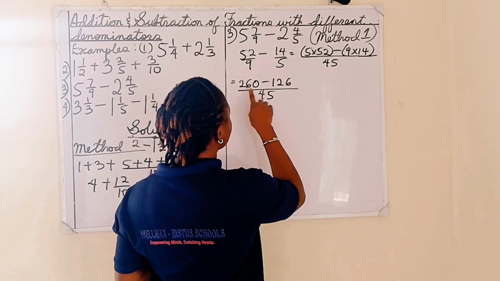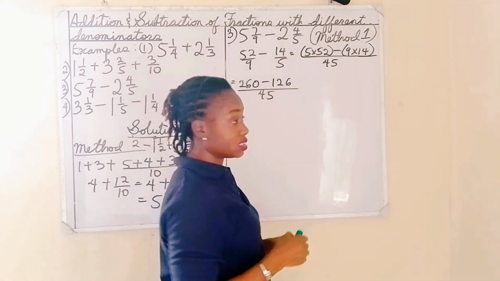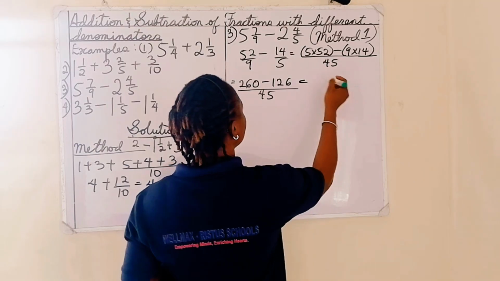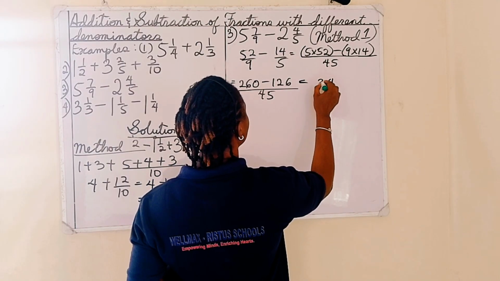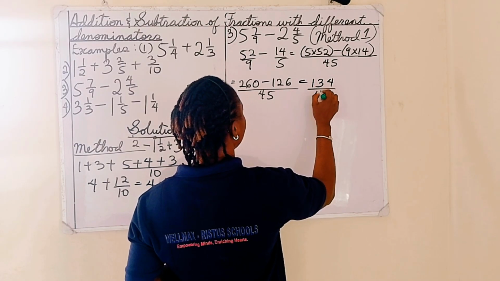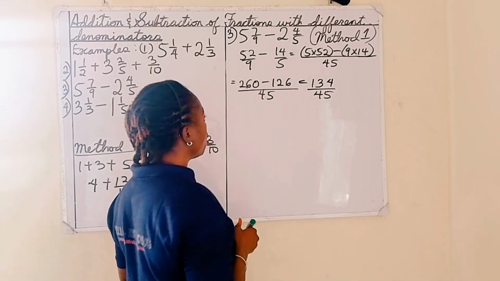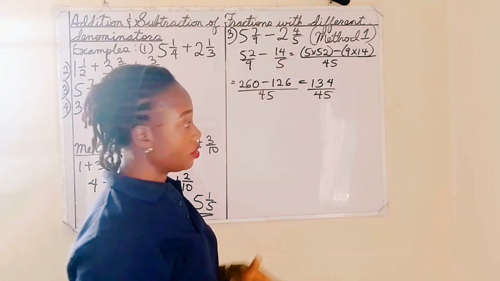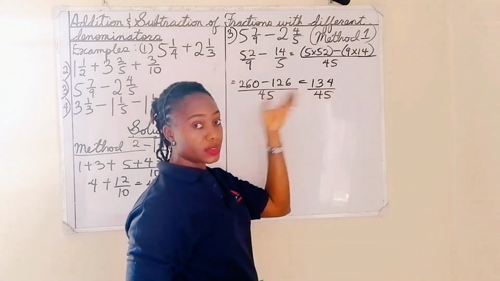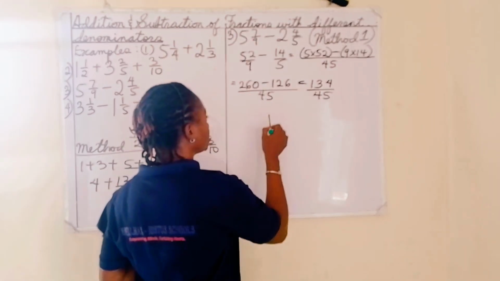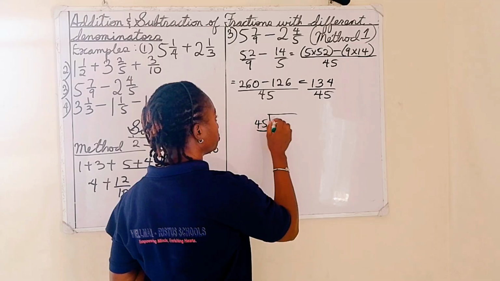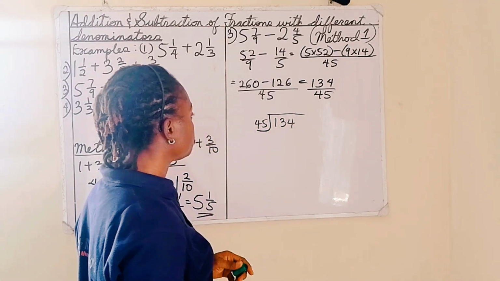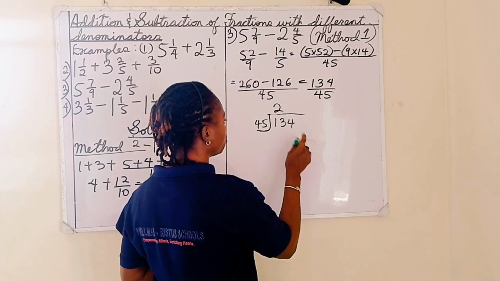Okay, so 260 minus 126 will give us what? That's 134 over 45. Now we're going to divide and then we'll get our answer. How many times will 45 go in 134? How many times? It will go 2 times, and that gives us what?